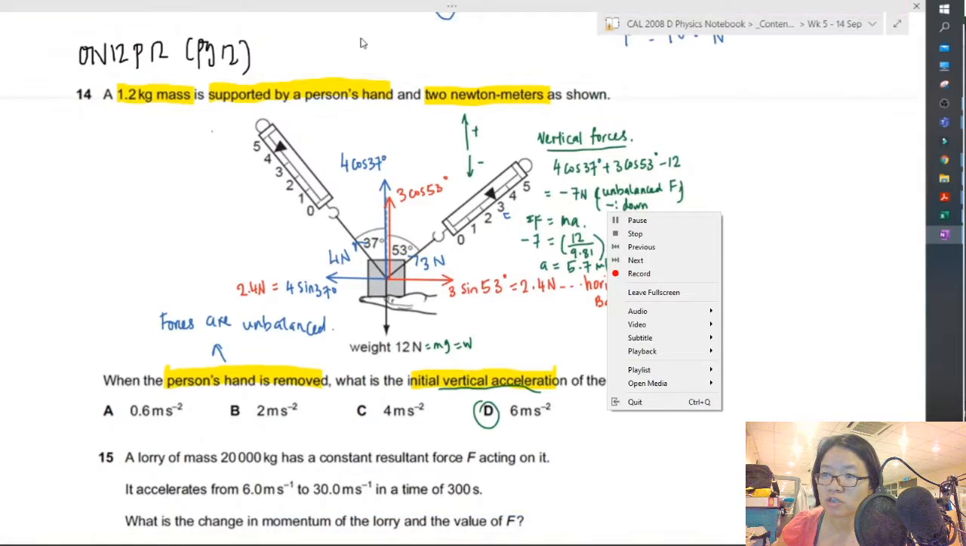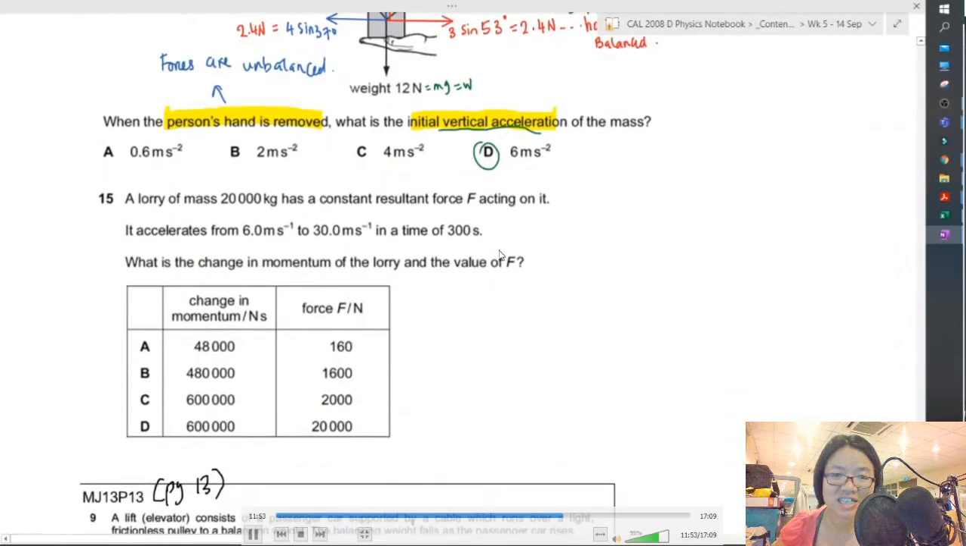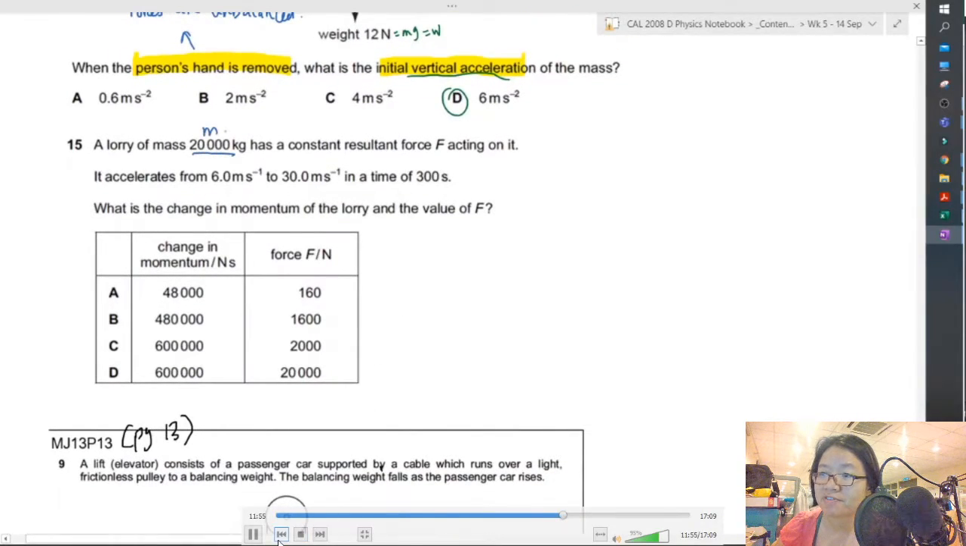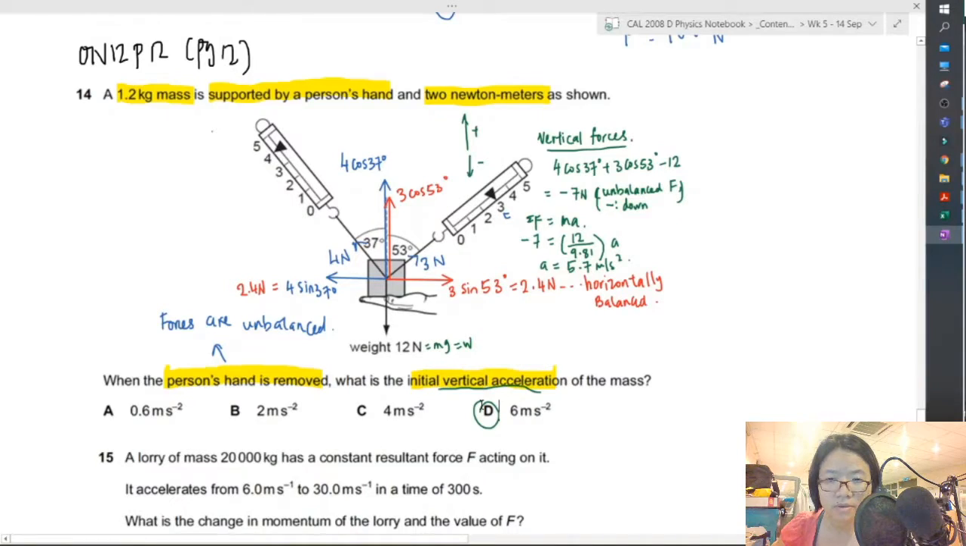Newsflash, I think you should know this by now, but for A-level physics, our acceleration... Okay, sorry about that small intrusion.